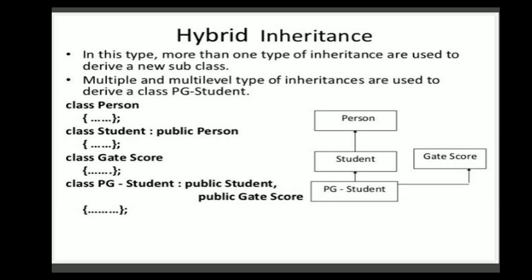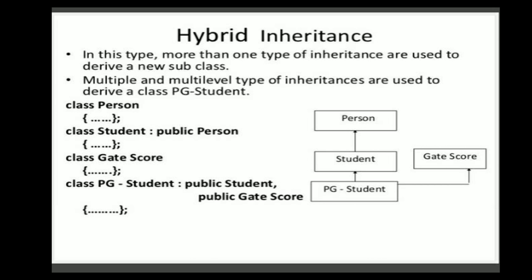Next one, hybrid inheritance. In this type, more than one type of inheritance is used to derive a new subclass. Here multiple and multilevel types of inheritance are used to derive the class PG student. Let's see the figure. Here we are having person, that is the base class, then student. This is a derived class, but this derived class is acting as a base class of PG student. Next, one more class is gate score. This is also one of the base classes.